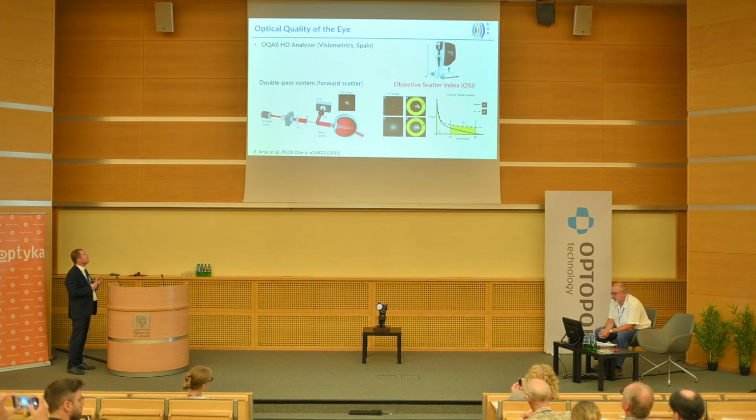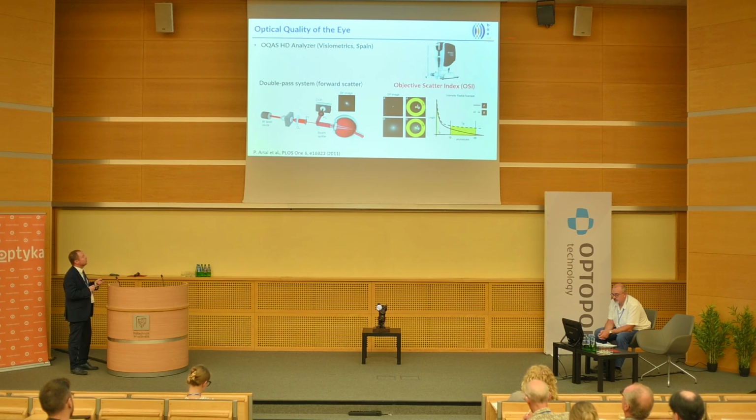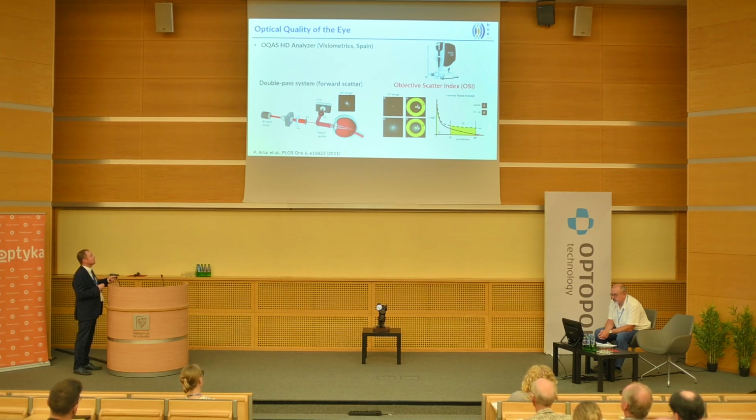But in this study, we also used the double pass system, the OQAS analyzer, which measures the optical quality of the eye by measurement of the objective scatter index. Objective scatter index is the relation of the point spread function in the periphery with respect to the central part. So simply speaking, it is the double pass system. And the more forward scattering in the eye, the higher the objective scatter index. So this system measures actually straylight.